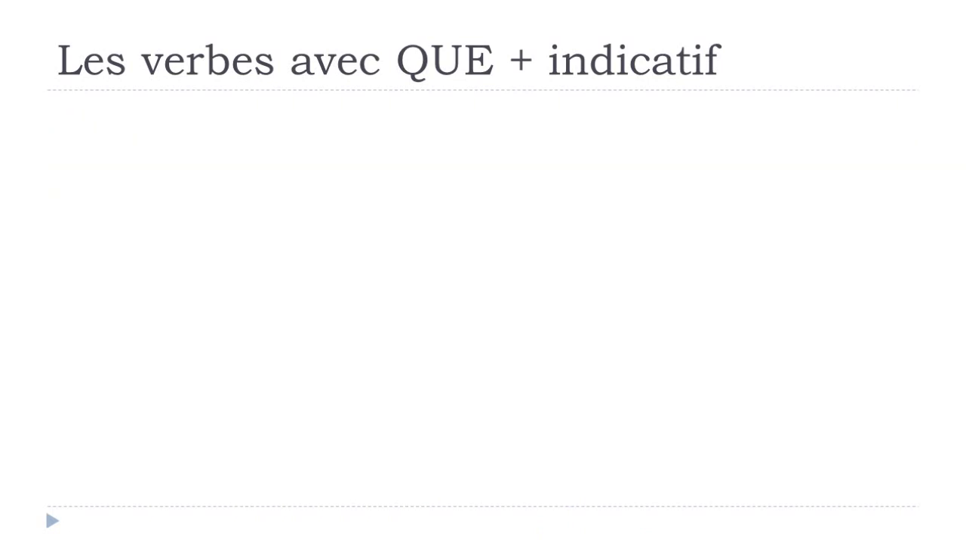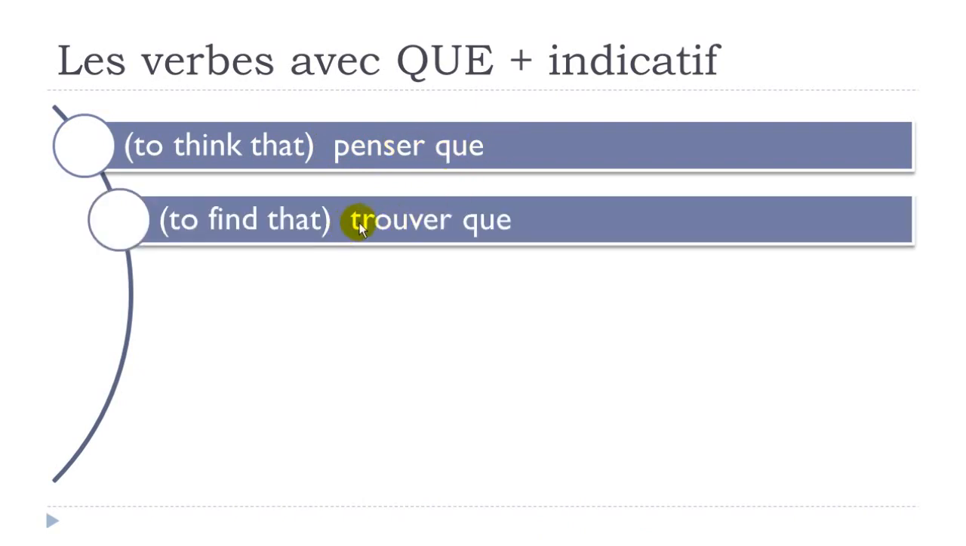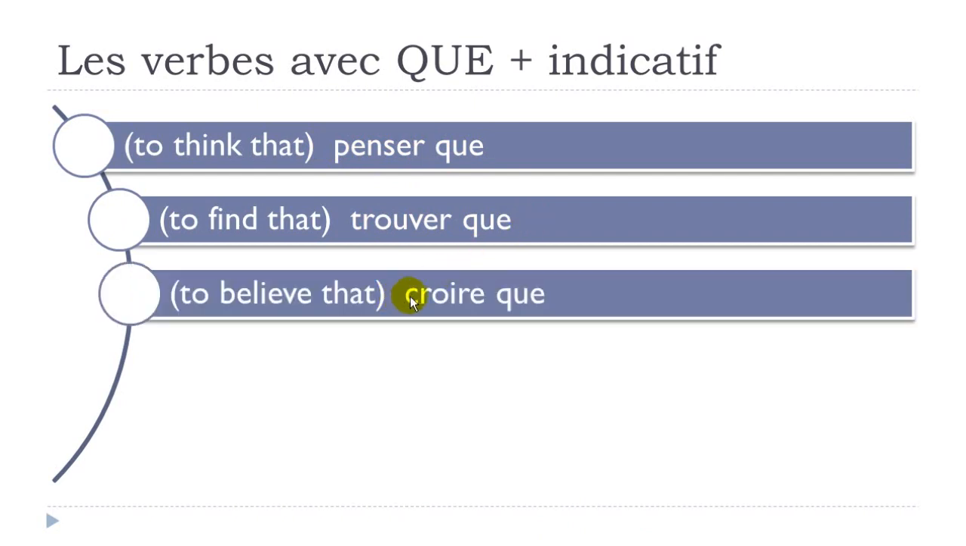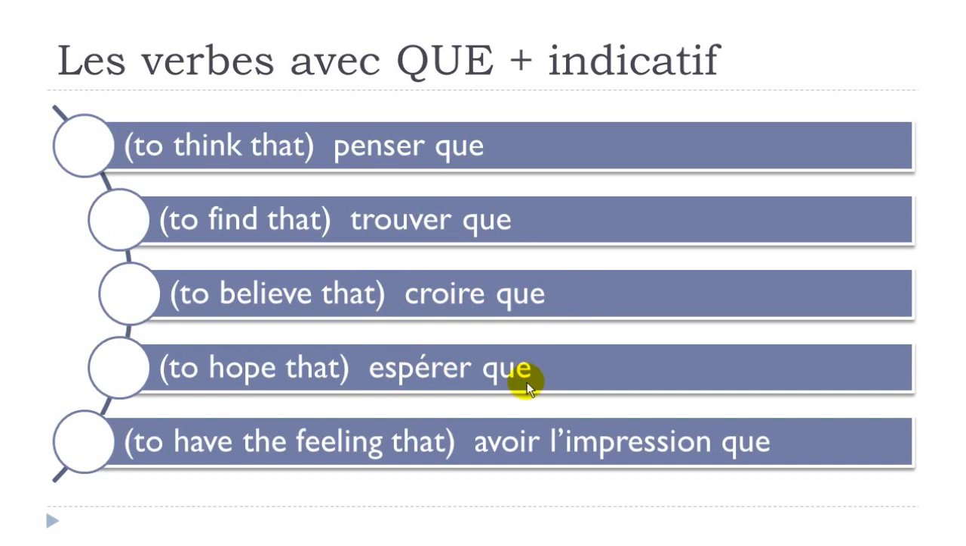So if you want to express your point of view or your opinion, then the first ones would be penser que, trouver que, croire que, espérer que, avoir l'impression que. All right, so let's see them one more time.